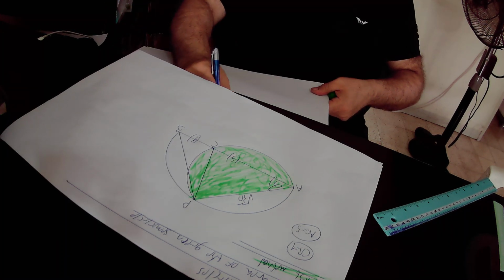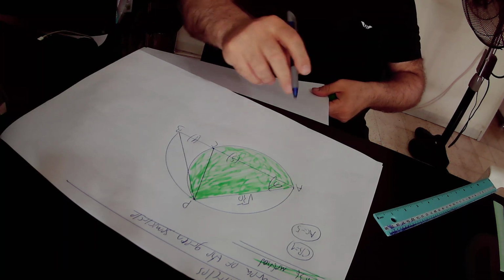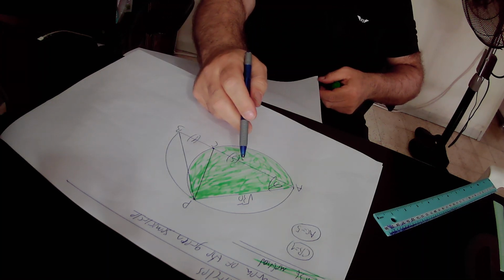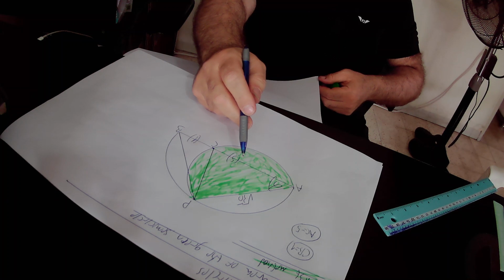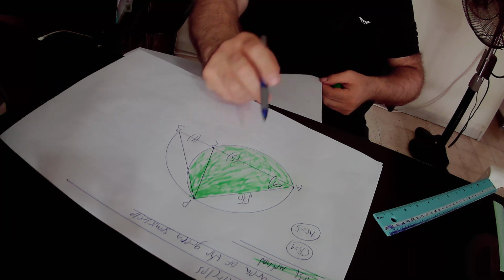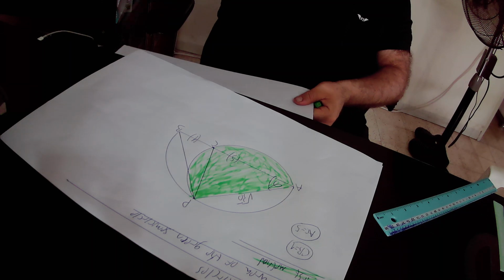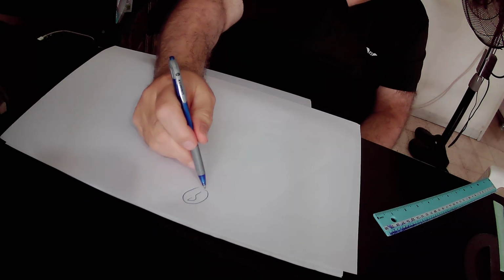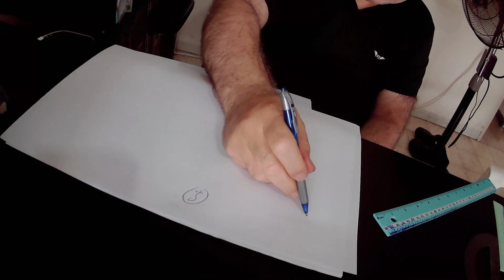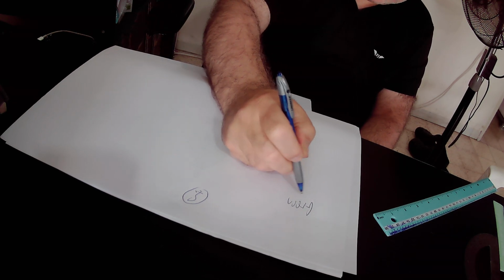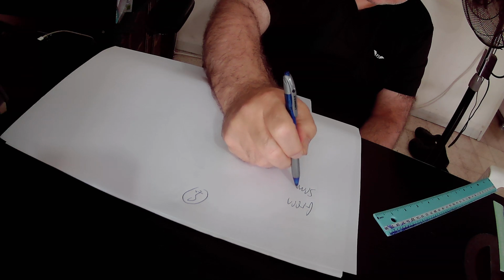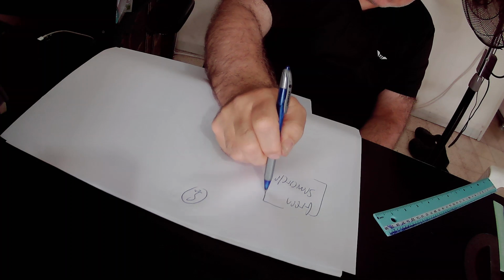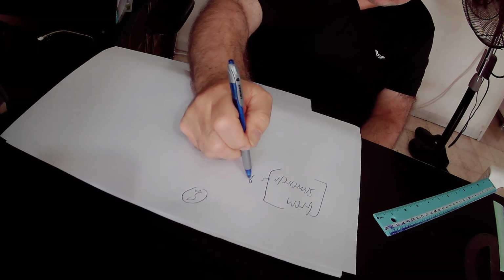Our mission is to find out the area of this green semicircle. And the area of this green semicircle equals pi r squared over 2. So write it down. The area that we are looking for in this question is the area of the green semicircle, and the area of the green semicircle equals pi r squared over 2.